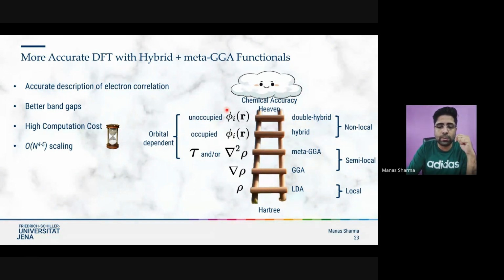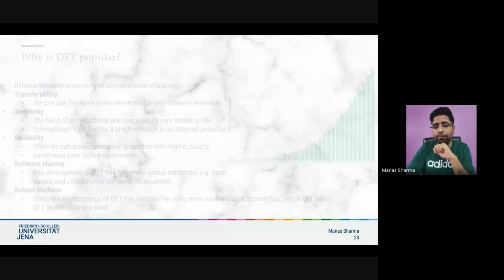And as you go up the ladder, you get better band gaps. However, your computational cost starts to increase. So that is a problem. You have to find a balance between computational cost and efficiency usually.